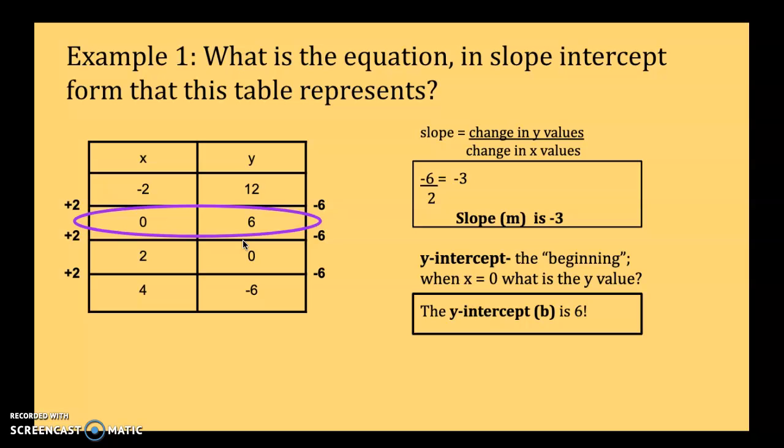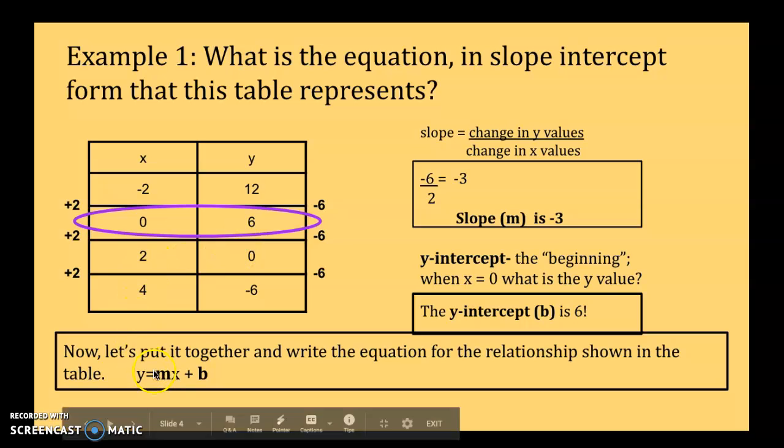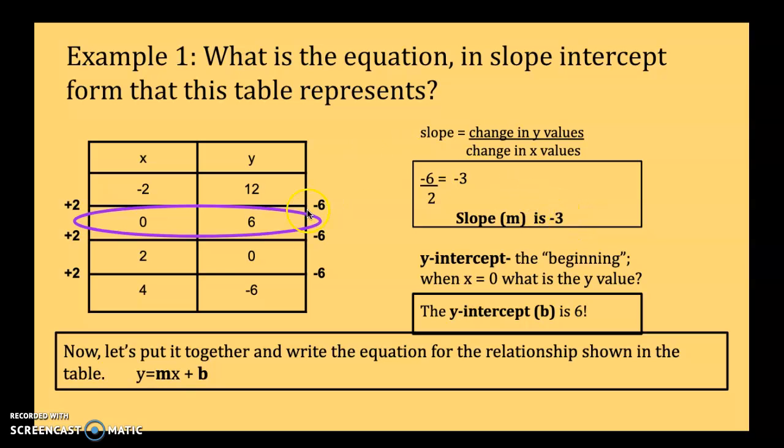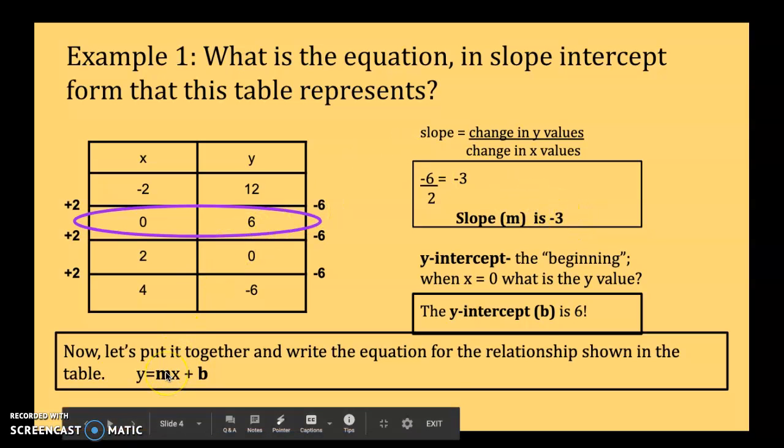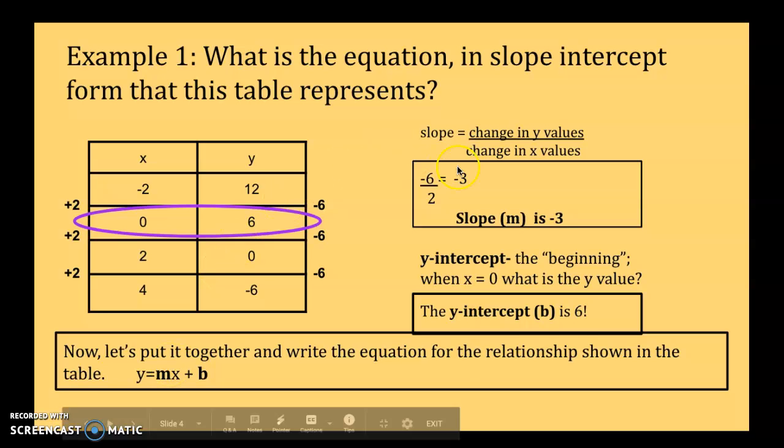So in B's place, we're going to use 6. Now that we have all that, let's put it together and write the equation. We need to change out M and change out B. In M's spot, we're going to take this negative 3 that we figured out and plug it in here. So it would be y equals negative 3 and then x right after that. And then B is 6, so we'll need to put that here. And since it's positive, it will say a plus sign.